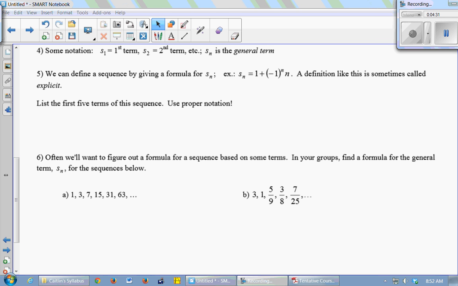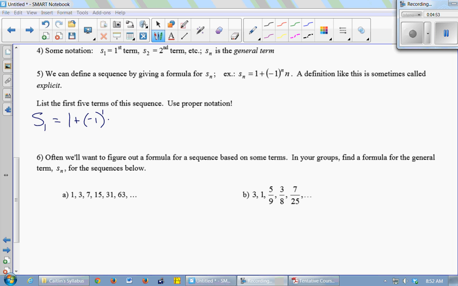All right, I see many of you working on these patterns that are coming up, so we'll just do this first one quickly. S1 means in your formula, replace all your n's with 1's. So this is very much like functions, right? When you first learned functions, except instead of having parentheses, we have a subscript. So we're going to have 1 plus negative 1 to the first times 1. So negative 1 to the first is negative 1.